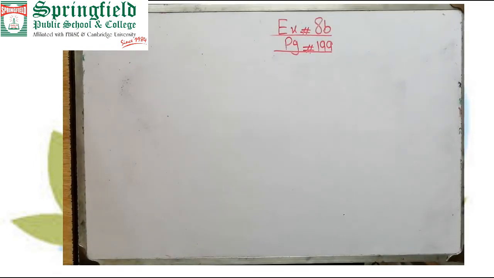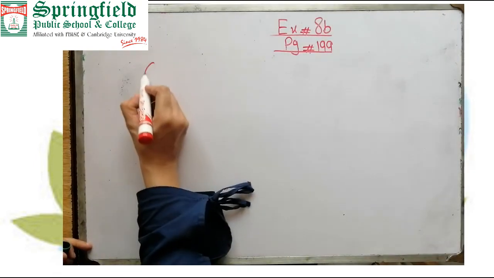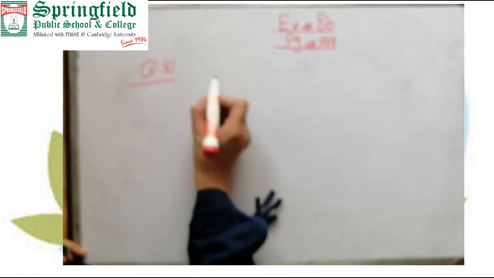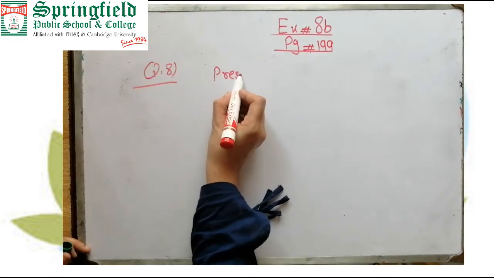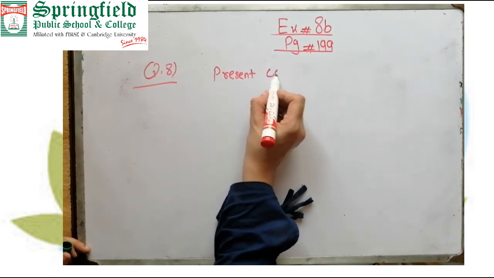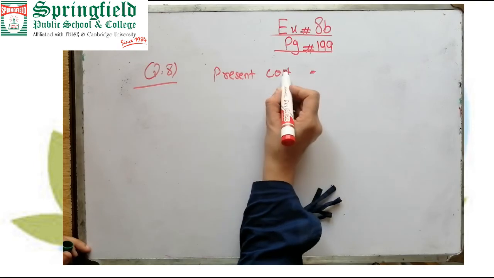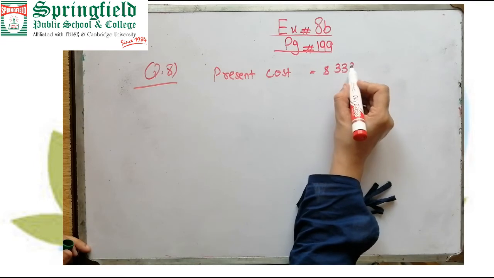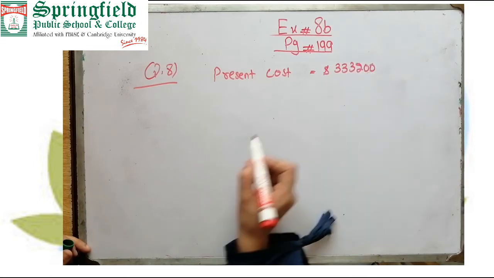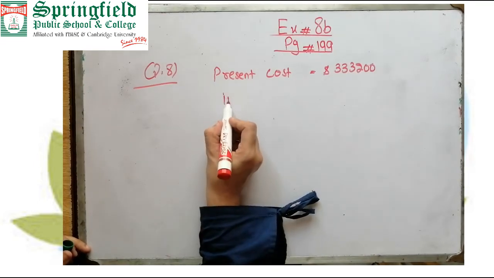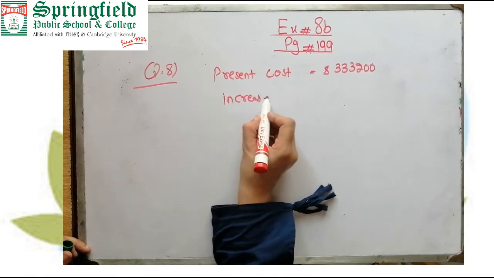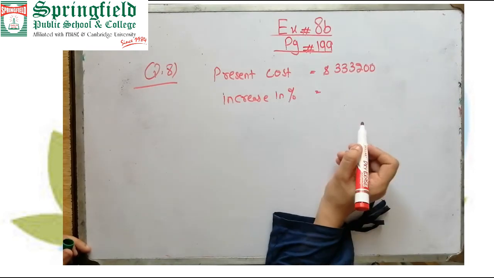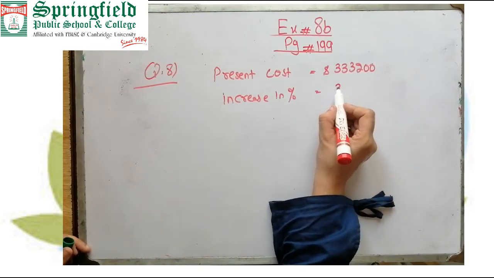So how can we do this question? Look at the board, as we are doing question number 8. What is the present cost? The present cost is equal to $333,200. An increase in percentage, how much percentage will increase? An increase of 36%.